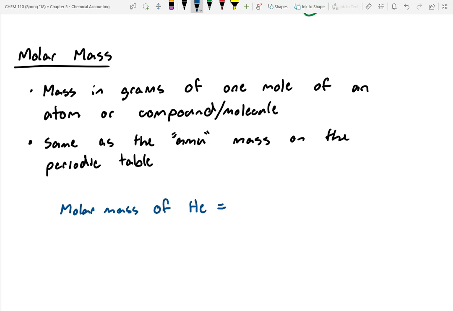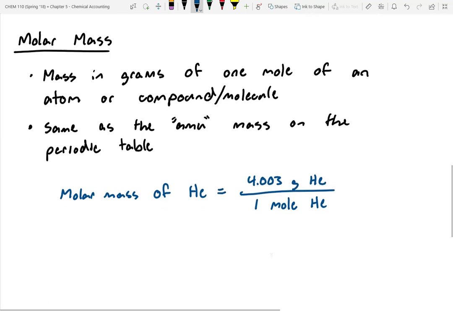What does the 2 represent for helium? Yeah, how many protons it has, or the atomic number. That's different than mass. Mass is going to be the one with the decimals on it. So for example, the molar mass of helium is going to be 4.003 grams of helium for every 1 mole of helium. So that would be the molar mass conversion that we could pull up from the periodic table.